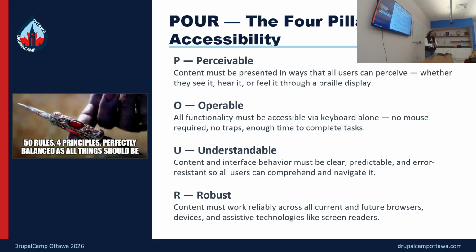And the last one is R, that is robust. Content must work reliably across all types of technologies, either a website, a phone, or assistive technologies like screen readers. It's all about inclusivity.